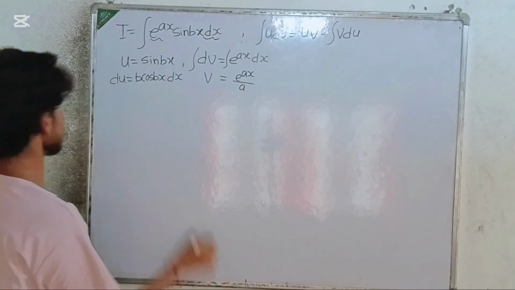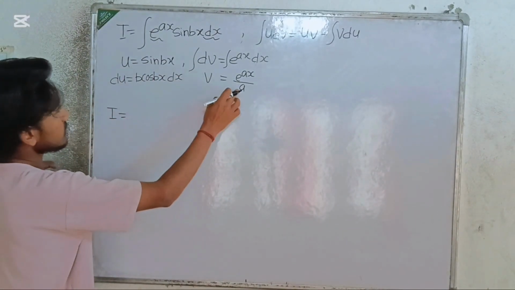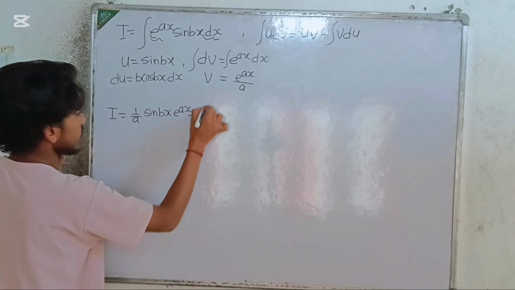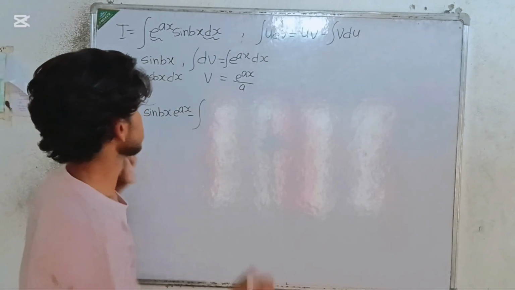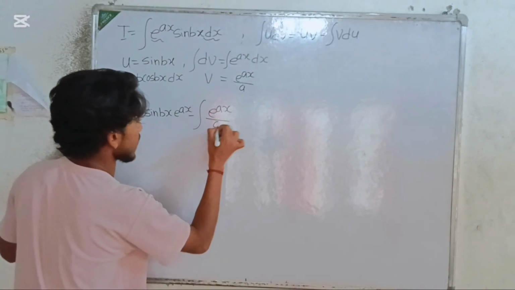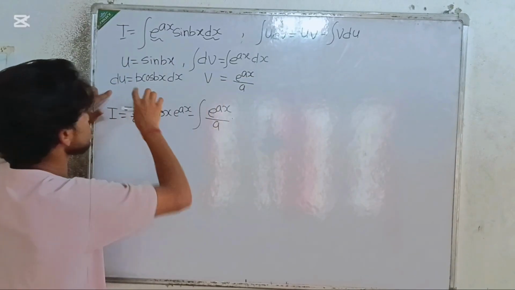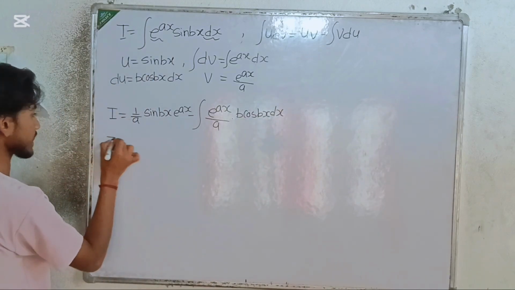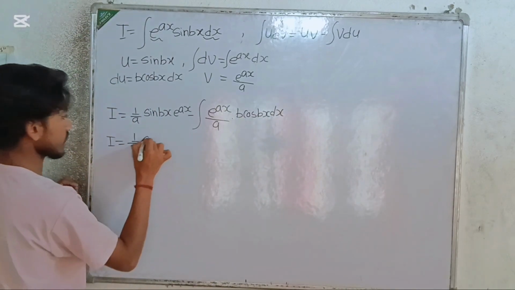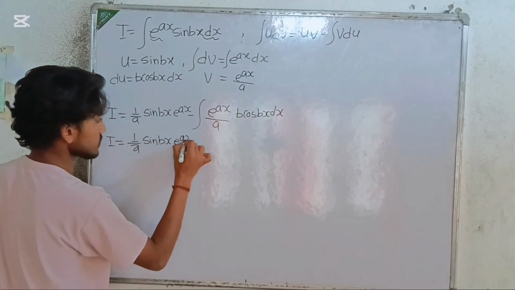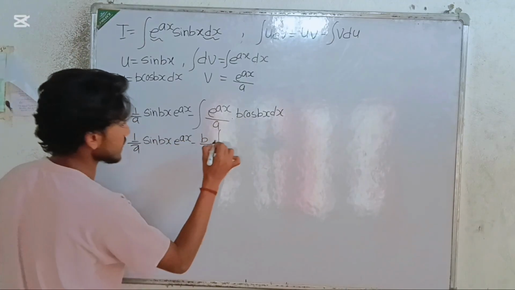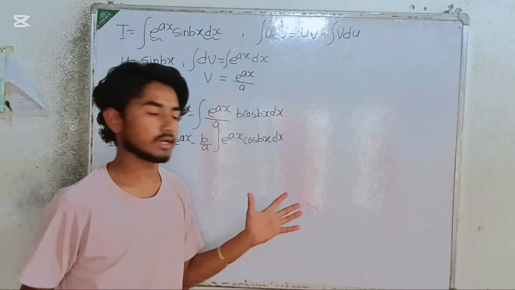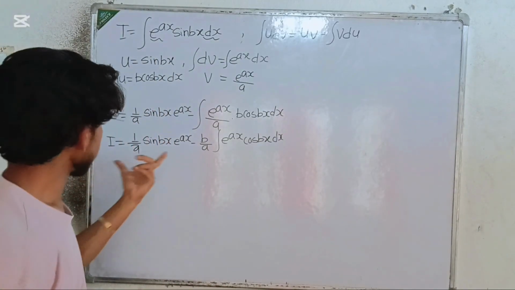Now I arrange all these terms: uv is 1 over a sine bx e to the ax, minus the integral of v, which is e to the ax over a, times du, which is b cos bx dx. Rearranging, I get 1 by a sine bx e to the ax minus b over a times the integral of e to the ax cosine of bx dx. Up to here I think it's quite easy.